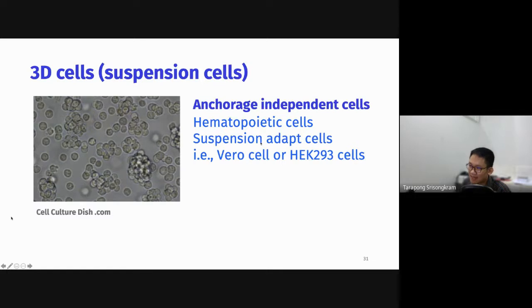Some of the anchorage-dependent cells can be adapted into suspension cells also, for example, Vero cells or HEK293 cells. Vero is a kidney cell line, and HEK293 is an embryonic kidney cell line. These two cell types can be adapted to grow in suspension culture. Because they can grow and adapt into suspension culture, they are mostly used to do biological production.